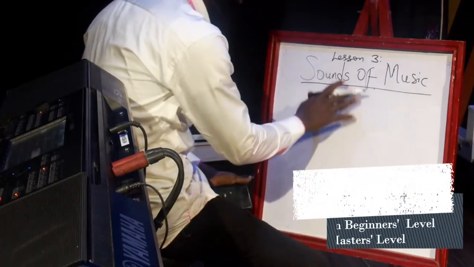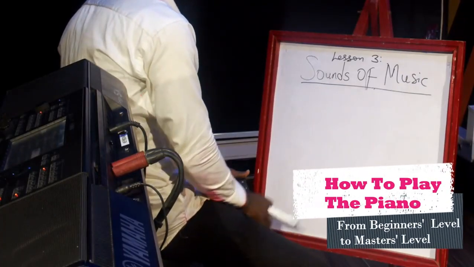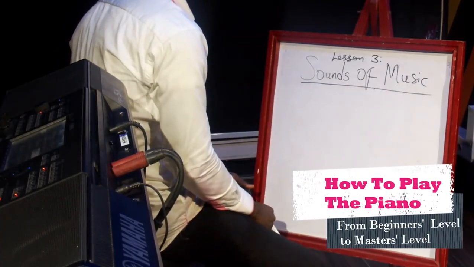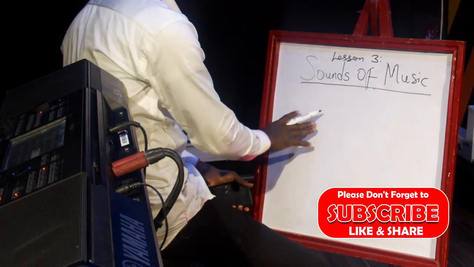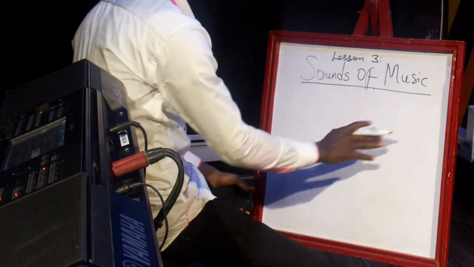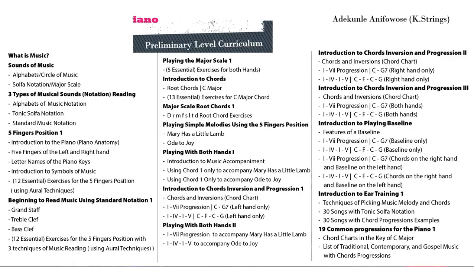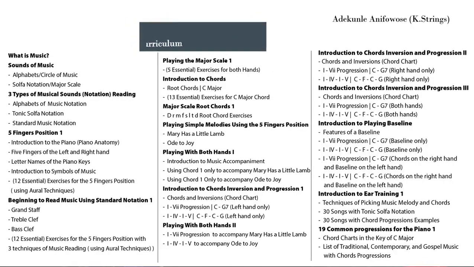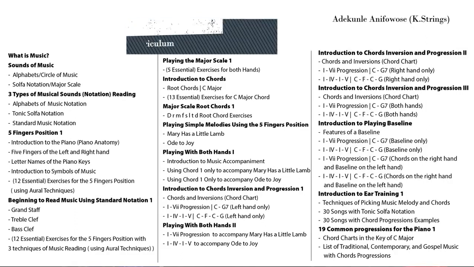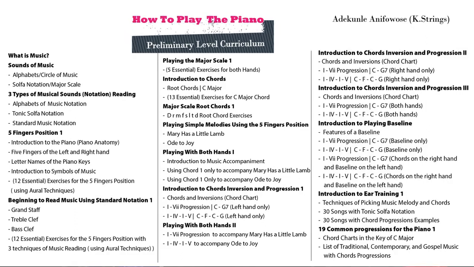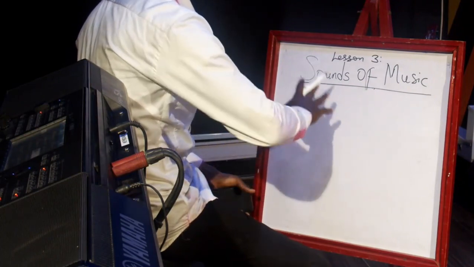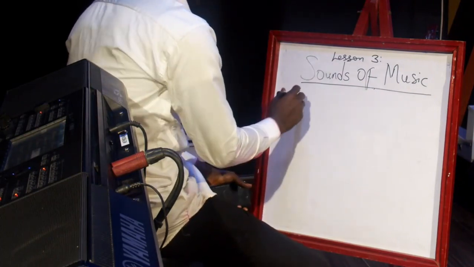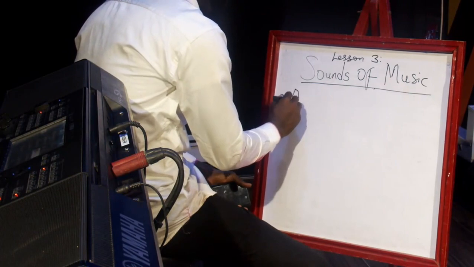Welcome to lesson 3. Lesson 3, the sounds of music. You remember in lesson 2 we defined music as a combination of pleasant sounds. So what are these sounds? How do we perceive these sounds? Over the years, musicians have developed methods that we can use to recognize these sounds, and we'll call it the alphabet of music.